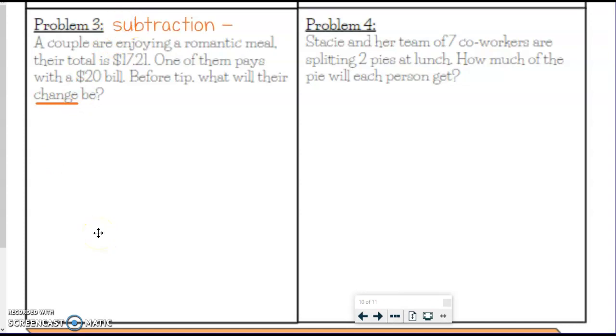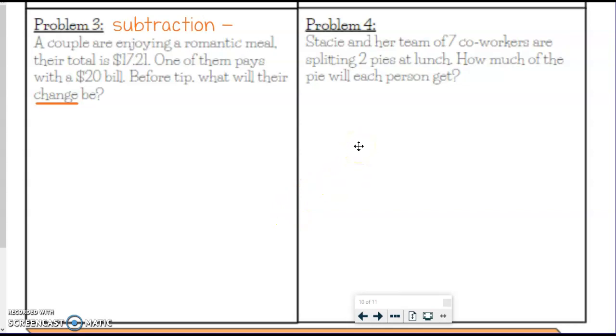So again, make sure you're writing this down so you remember when you go to solve these on your own what type of problem this is. And we're noticing that we're asking for change, so we're going to have to subtract the however much they're paying, so the $20 bill, and then subtract the $17.21, their total, from that. So you're going to have to add a decimal behind 20 and do 20.00 minus 17.21. So I kind of gave you a big hint to help you out when you get to that one. Okay, moving on to the last problem here.